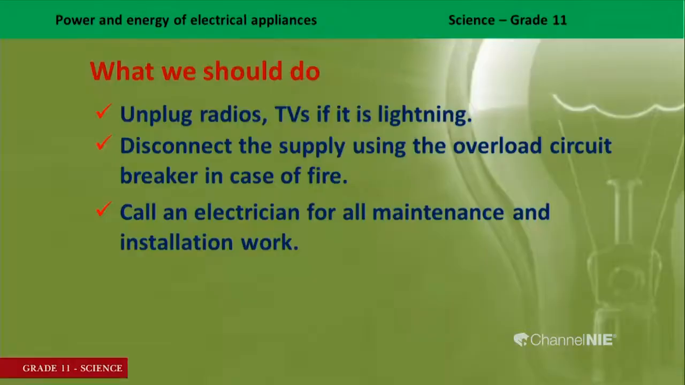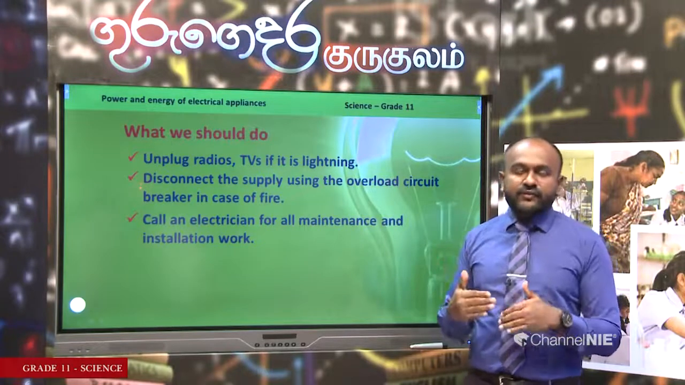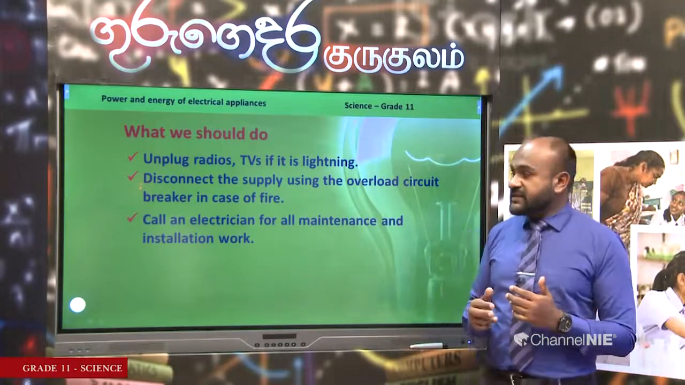Call an electrician for all maintenance and installation work. Yeah, again, if you are an electrician yourself, you can do it. Otherwise, we need to always get this maintenance and installation work done by an electrician.